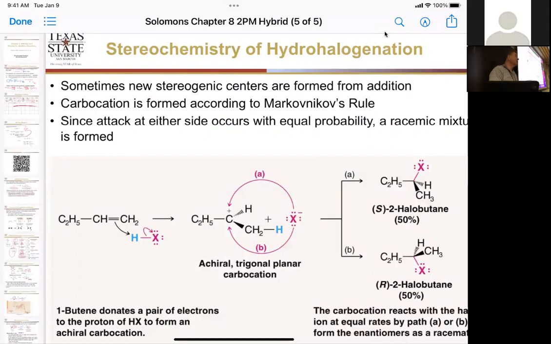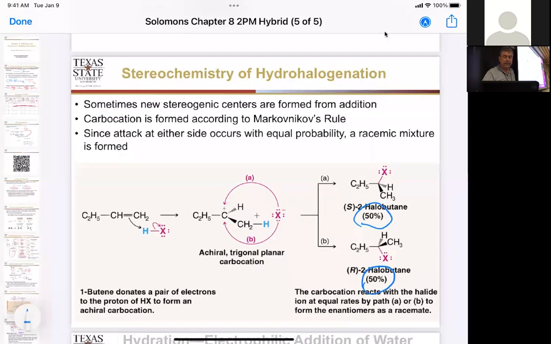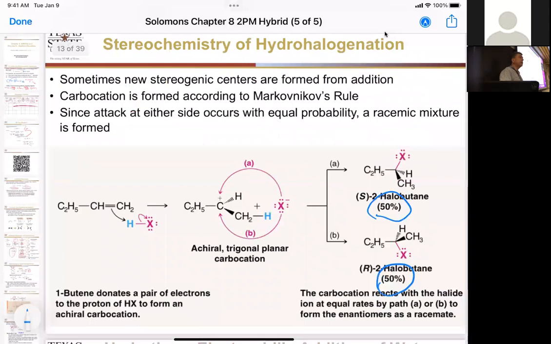It's going to be regioselective in that your halogen is going to be on the more substituted carbon, but it could attack at the top or the bottom, giving you a racemic mixture, 50-50 R, 50-50 S. Okay. And so anytime we form a carbocation, we're always going to get that for stereochemistry. So the regioselectivity is where the hydrogen goes and the chlorine goes. The stereoselectivity here is racemic. Questions on that?